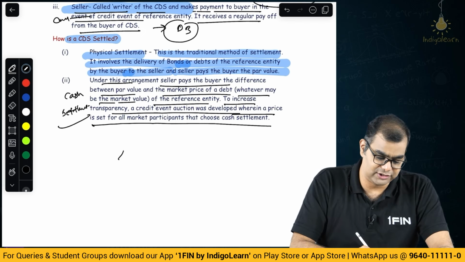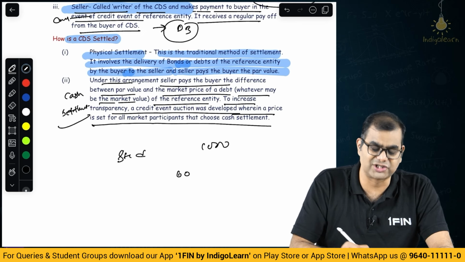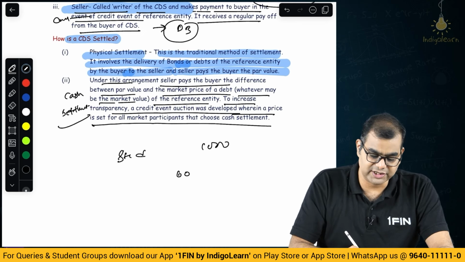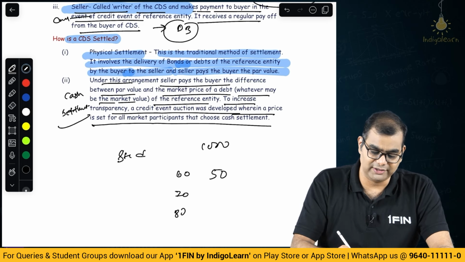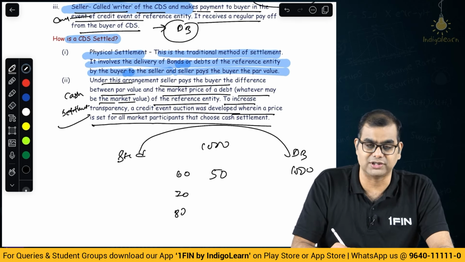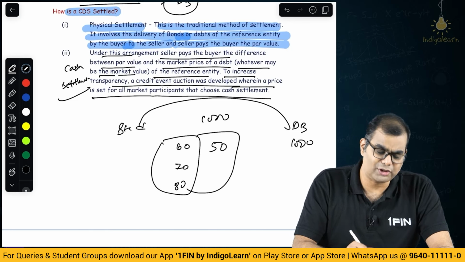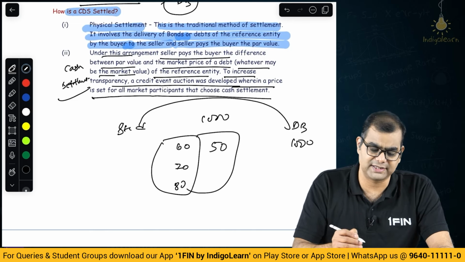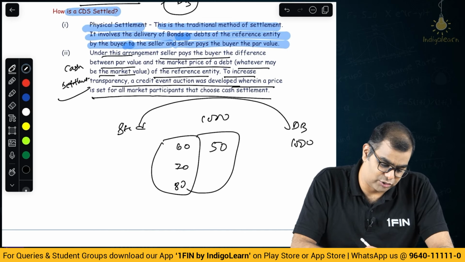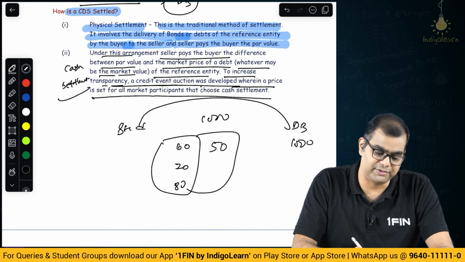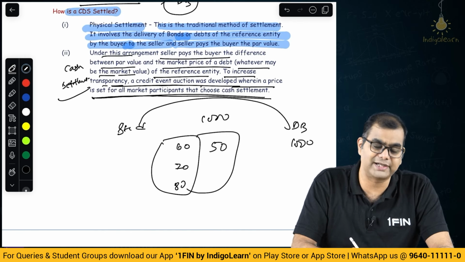So, let us say student A holds the bond of 1000 rupees. In the market today, the bond is 60 rupees. Morning it is 60, afternoon it is 70, evening it is 80, and next day morning it is again 50. Deutsche Bank has to pay, either take the bond and pay 1000, or there is a mechanism set by which, who set this mechanism? All the participants in the market, where they do a credit auction. To increase transparency, a credit event auction was developed wherein a price is set for all market participants that choose cash settlement.